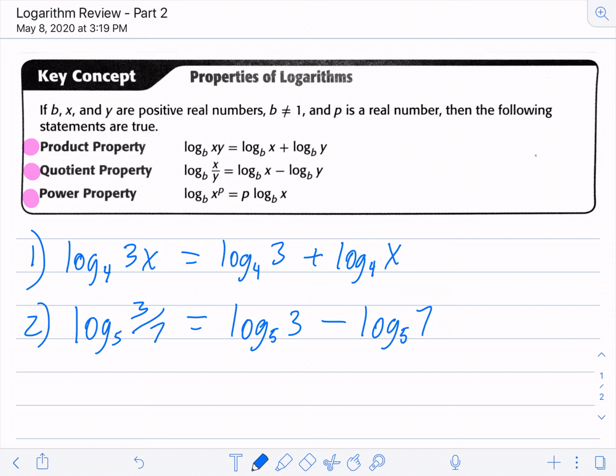And then finally, we have the power property. And that says if I have some logarithm of log base b of x to some power p, I can actually take that power, the exponent p, and move it to the front of the logarithm in a multiplication format. So that means that this is going to now be p log base b of x. So for example, if I have log base 10 of 4 to the third power, that is going to be the same as 3 times log base 10 of 4.